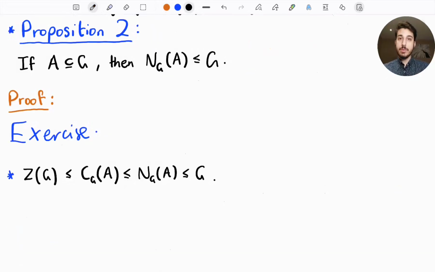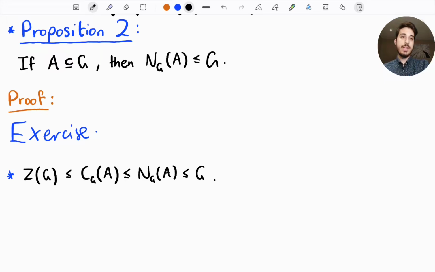The last thing we're going to cover before wrapping up this lesson is proposition 2, telling us that for any subset A in G, the normalizer of A in G is a subgroup of G. And the proof is left to you as an exercise because it is done in a very similar fashion to the proof done in proposition 1. So I highly recommend you give it a go.